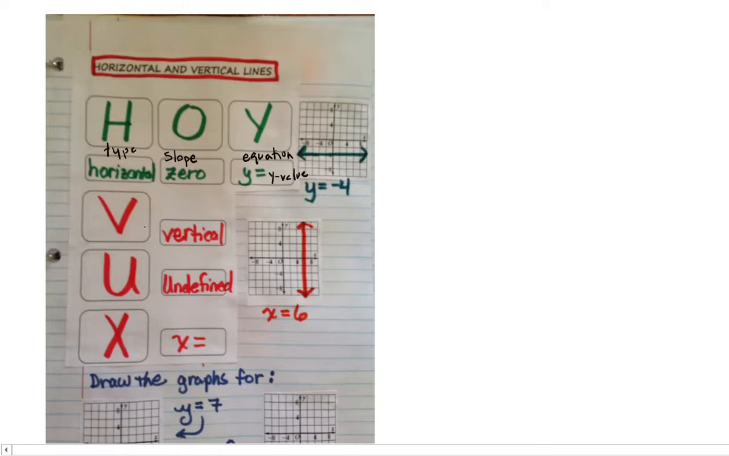Now, if your line is vertical, right, up and down, your slope is going to be undefined, and the equation is going to be x equals whatever the x value is. So in this case, it's up and down on x equals 6. That is the equation.